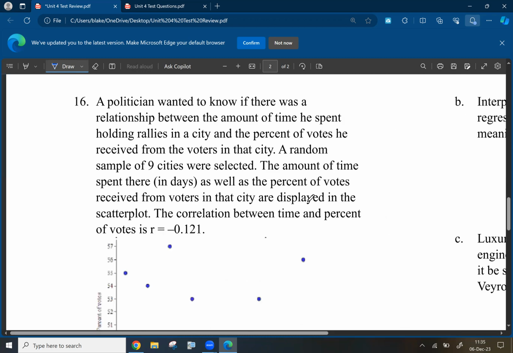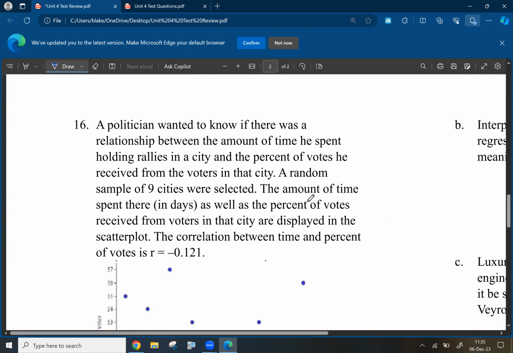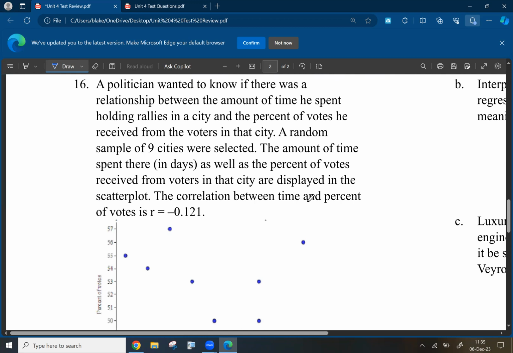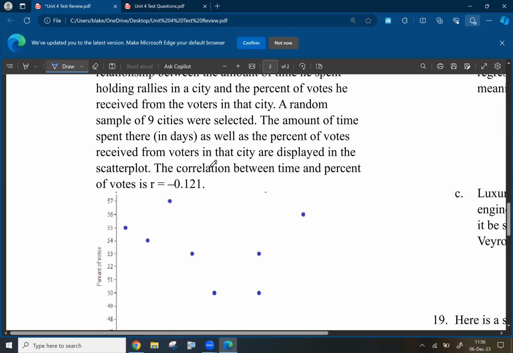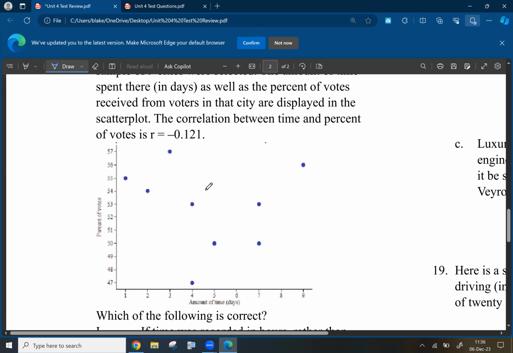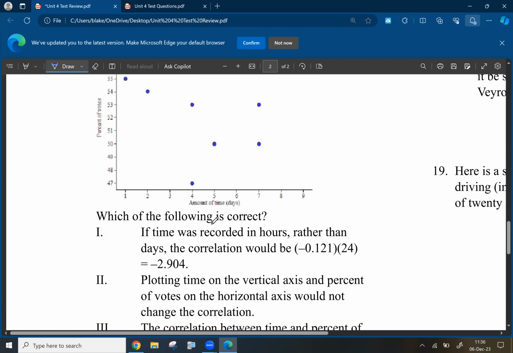All right, number 16. A politician wanted to know if there's a relationship between the amount of time he spent holding rallies in a city and the percent of votes he received from the voters in the city. A random sample of 9 cities were selected, the amount of time spent there in days, as well as the percent of votes received. The correlation came out to R equals negative 0.121, which is not a very strong correlation. It's a very weak correlation. So which of the following is correct?